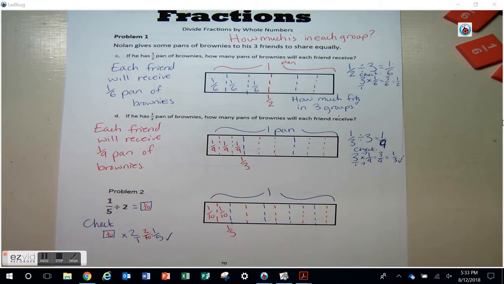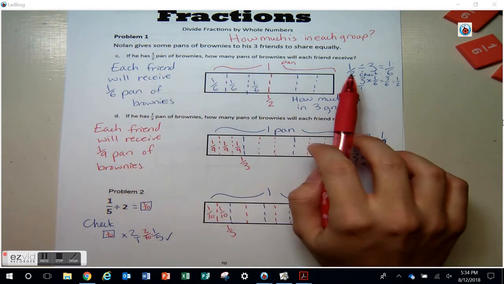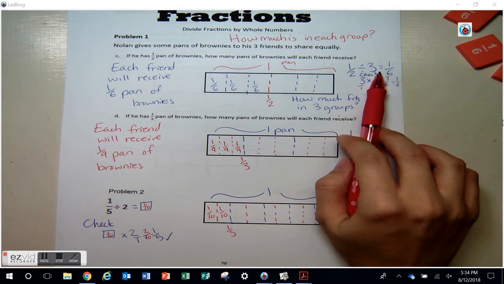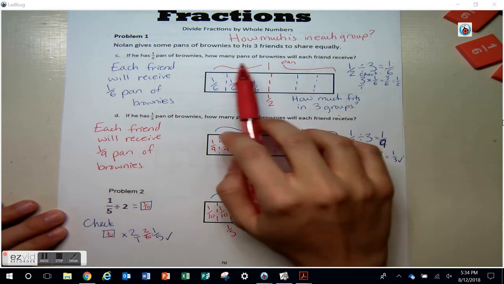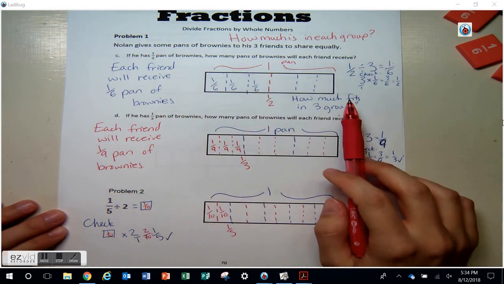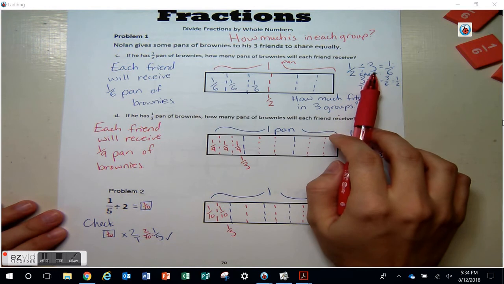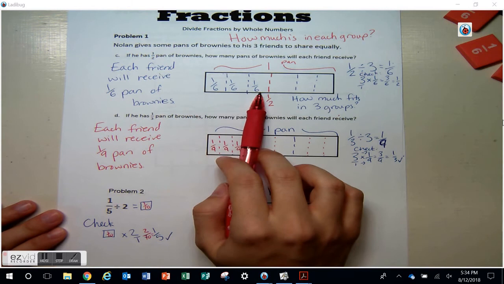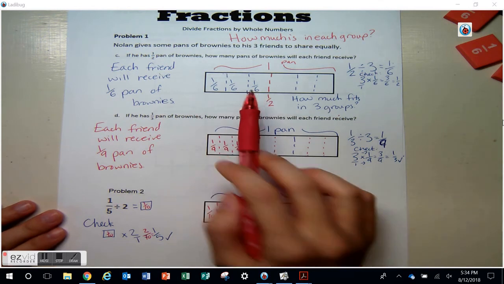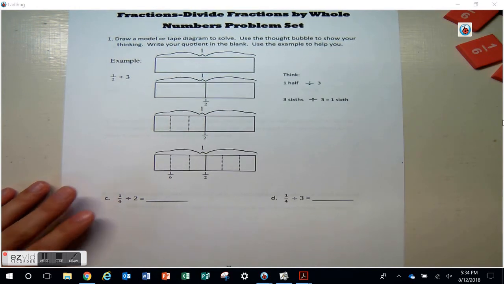So again, the things to remember for today. When we divide a fraction by a whole number, we're asking how much is in each group. For us to do that, we make a box that's equal to 1 whole, a tape diagram equal to 1 whole. We divide it up into how many groups I need, and then we figure out what the value in each group would be. Let's continue on to our problem set and get a little bit more practice.